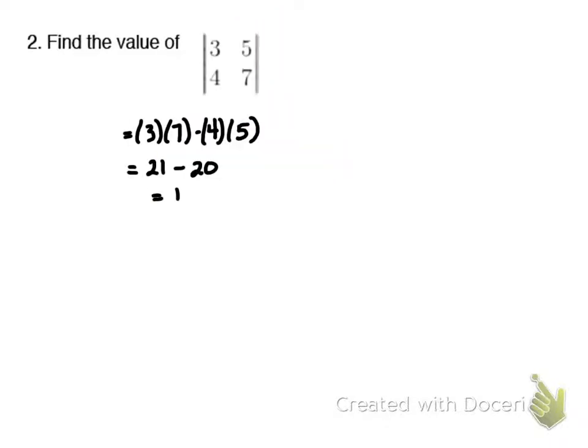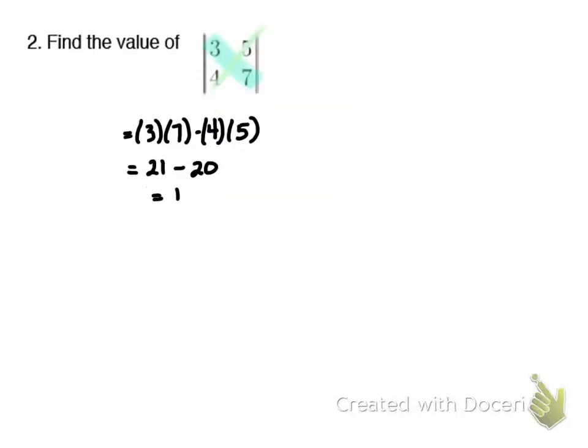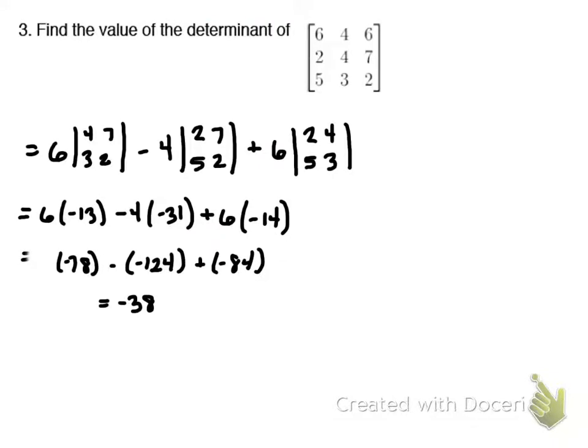So find the determinant of this matrix. To do that we take the product of these terms minus the product of these terms. So we have 3 times 7 minus 4 times 5. So 21 minus 20, which equals 1. That's the same thing that happened on the previous problem. We had 6 times 4 minus -2 times 6, giving me 36. Over here was the 3 times 7 minus 4 times 5, which gives me 1. Alright, good. Let's go on to the next one.